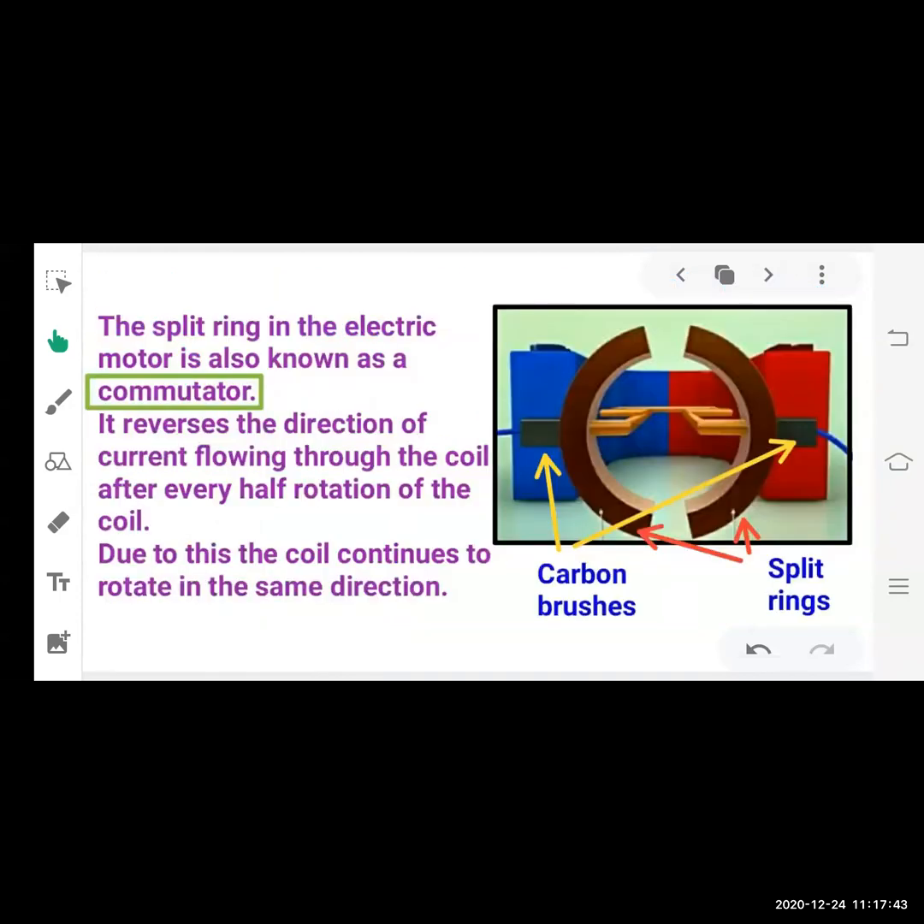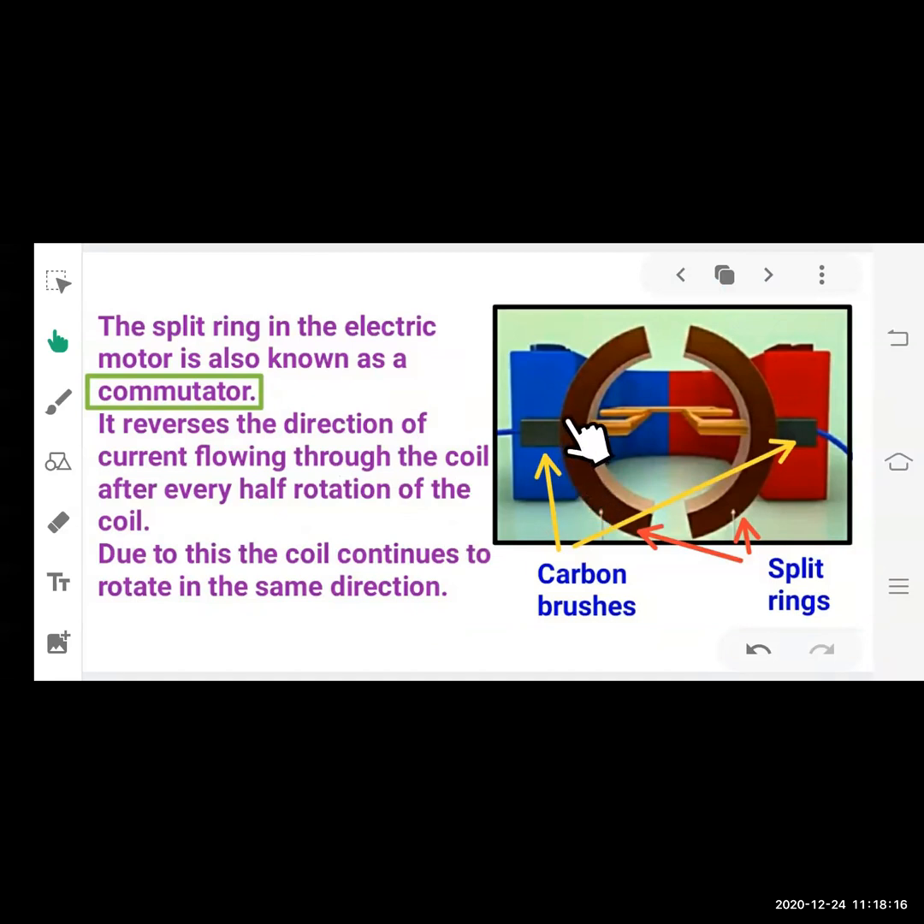Now what is the function of split ring? Here you can see a detailed structure of split ring. They are arranged like this. A ring is split into two parts, and these are the two carbon brushes. These carbon brushes are just touching the split rings. These split rings are also called commutators. Sometimes in exams it comes with the name commutator, and it is asked what is the function of commutator in an electric motor. So the function of commutator is to reverse the direction of current flowing through the coil after every half rotation of the coil.